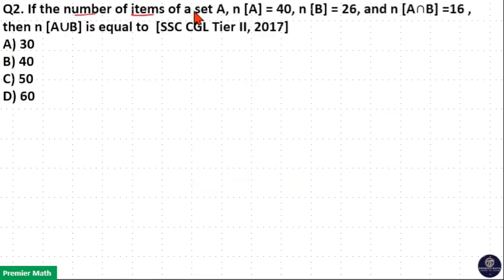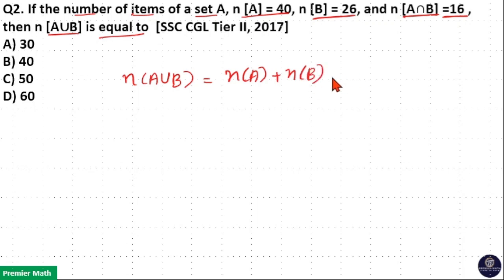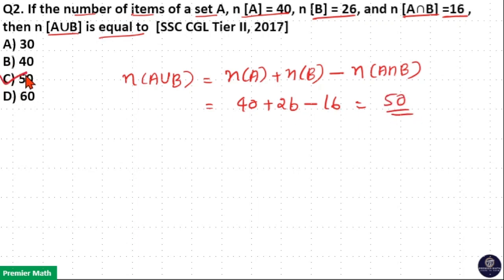If the number of items of set A is equal to 40, B is equal to 26 and A intersection B is 16, then A union B is equal to? Here the A union B formula is A plus B minus A intersection B. Now here the number of items in A is 40, the number of items in B is 26, minus A intersection B, that is common items, 16, which is equal to 40 plus 26 minus 16, which is equal to 50. So option C is your answer.